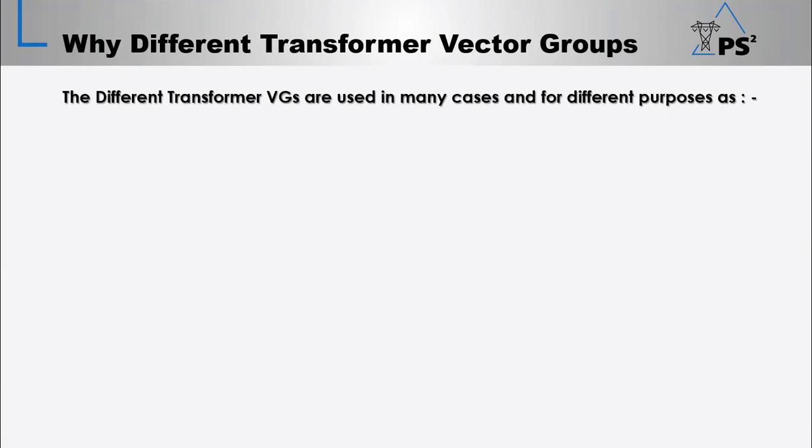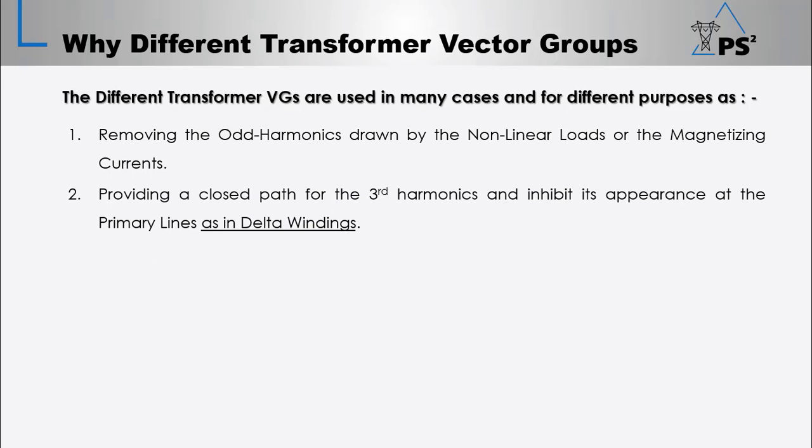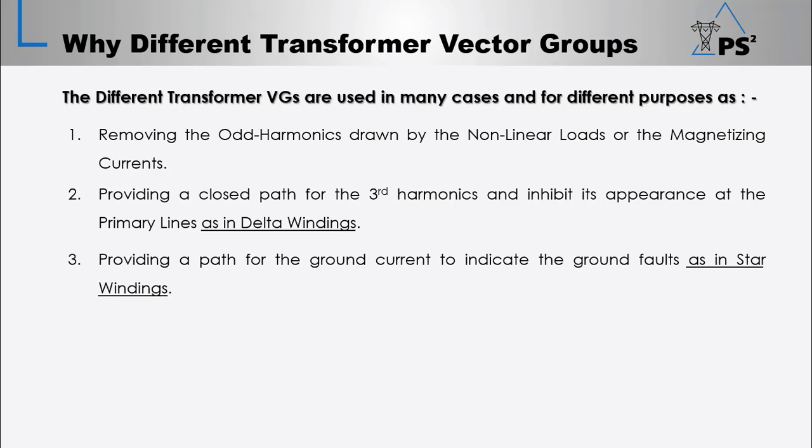Actually, different transformer vector groups are used in many cases and for different purposes, such as removing the odd harmonics drawn by the nonlinear loads or the magnetizing currents, providing a closed path for the third harmonics and inhibiting their appearance at the primary lines, and this could be achieved by using the delta windings, and providing a path for the ground current to indicate the ground faults, and this could be achieved by using the star-earthed windings.